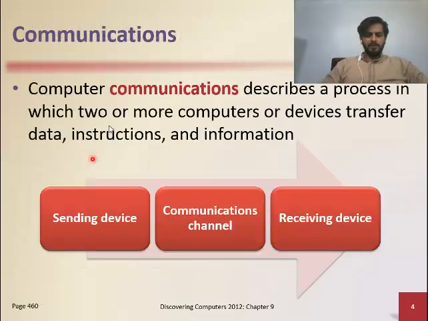So here's a definition of successful communication. In terms of computer communication, it describes a process in which two or more computers or devices transfer data, instructions and information. It means a communication may happen between two computers, or between a number of computers, but the important thing is that in a communication we have a sending device, which may vary from 1 to whatever number, and then we have some receiving devices, and in between we have a channel available.